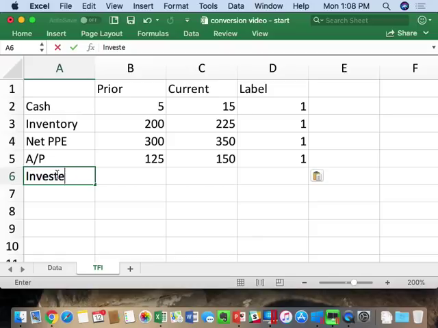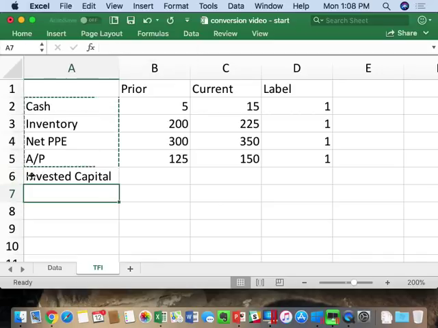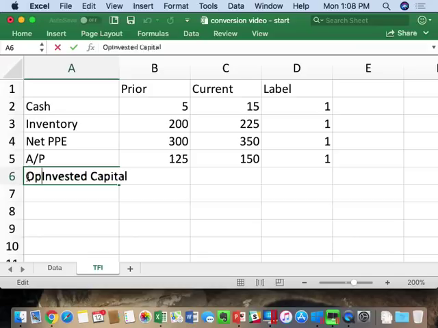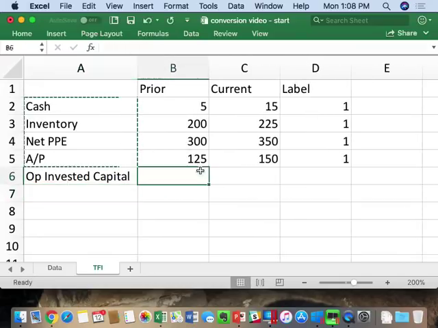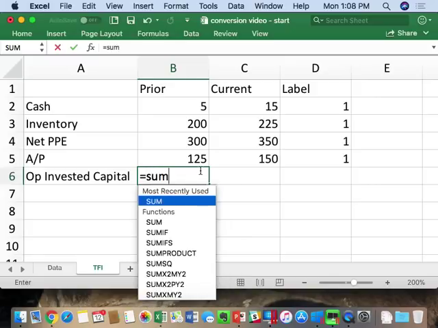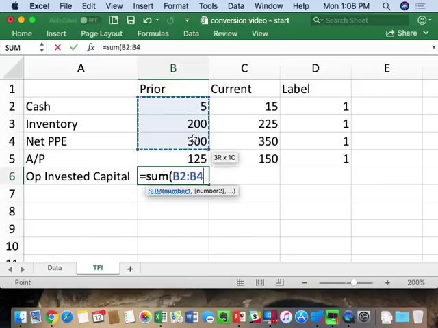invested capital, or actually I'm going to add a word in front of it to distinguish what is my operating invested capital. That's probably the better way of saying this. It's going to be the sum of the assets minus any liabilities.